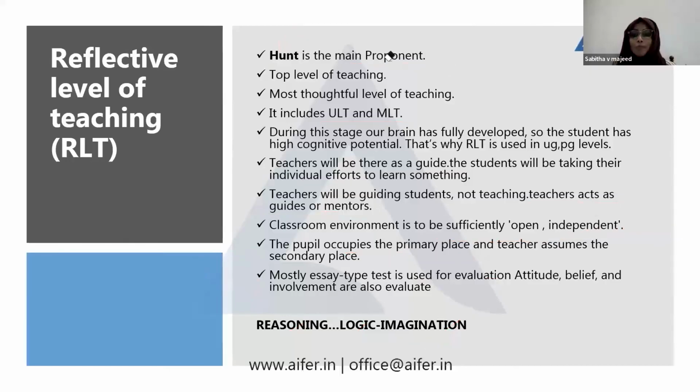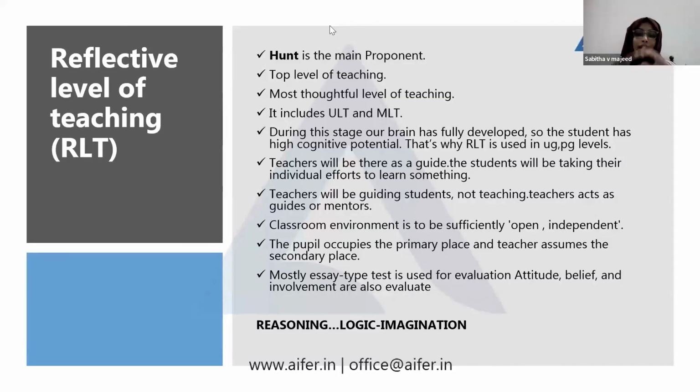Hunt is the main proponent. It is the top level of teaching, the most thoughtful level of teaching. That means this level, the reflective level of teaching, requires maximum participation, maximum cognitive processes from the side of the student, from the side of the learners. It includes ULT and MLT, both the understanding level and the memory level of teaching. With that, students' maximum cognitive potential will also be there.